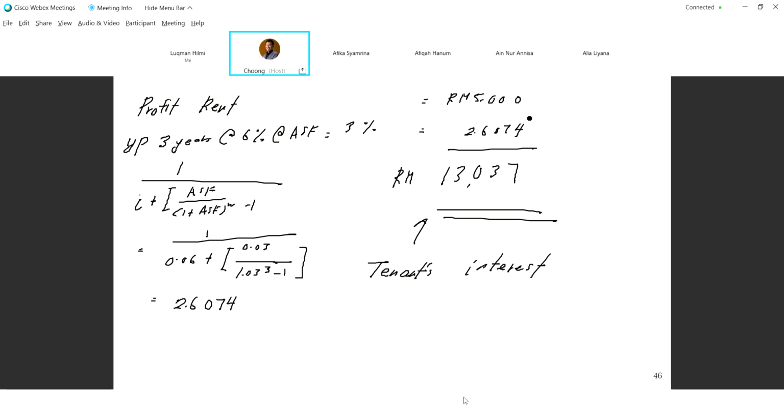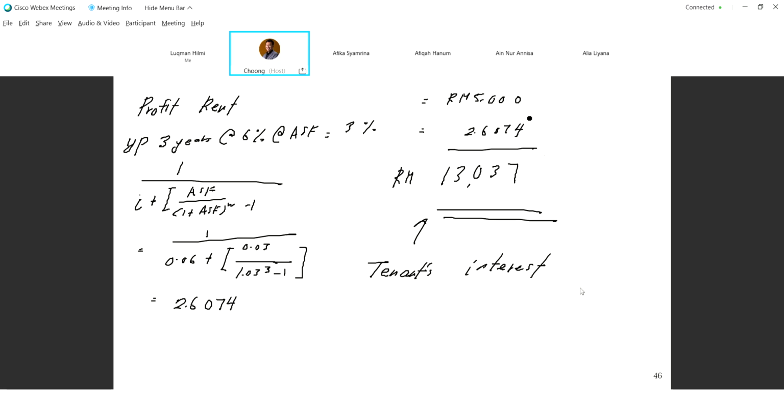So nothing much actually. It is similar to the cases that we use. Instead of the rental itself, what we say we using a profit rent dan tujuan dia adalah nak cari interest.